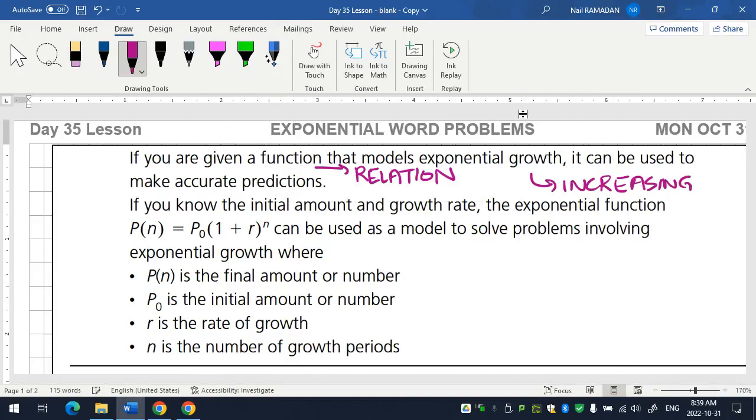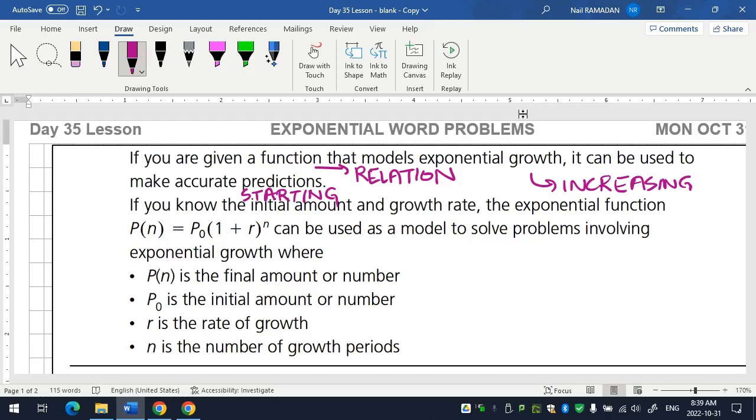Okay, it can be used to make accurate predictions. What's a prediction? A future expectation. Okay, if you know the initial amount, what does initial mean? What's another word for initial? Ending or starting? Starting. Okay, perfect. So initial means starting. Again, understanding the word will let you know a lot about the relation. Starting amount and growth rate.